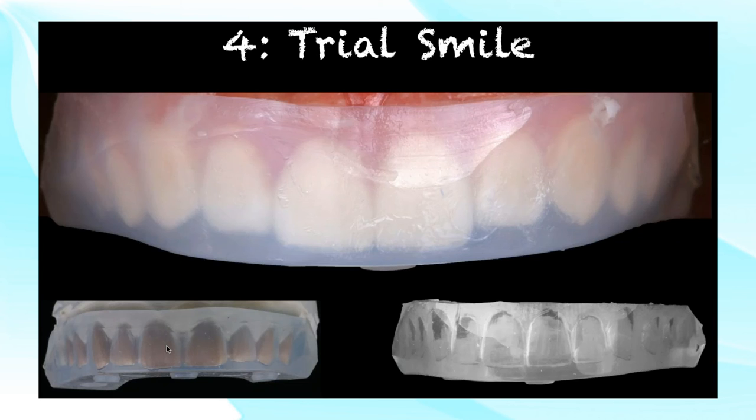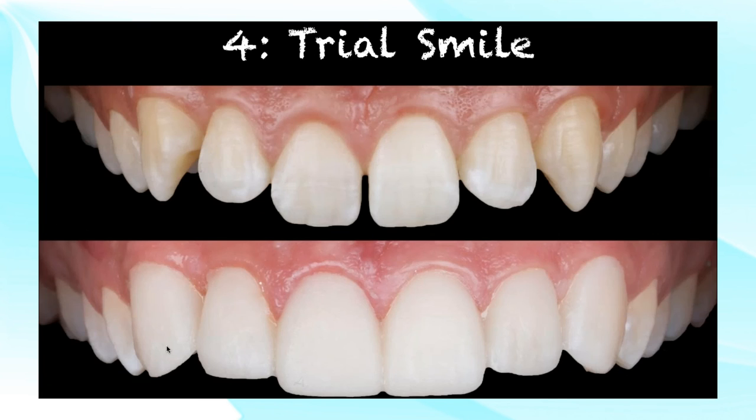So once we place this in the patient, all we have to do is take some Perfect Temp or any temporary material that you like. We inject it into the matrix, and then we just place the matrix on top of the teeth. No reduction is done. The teeth aren't touched at all at this point. So we show that to the patient, and this is the result that we get.